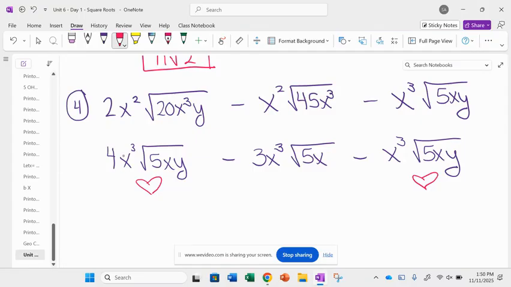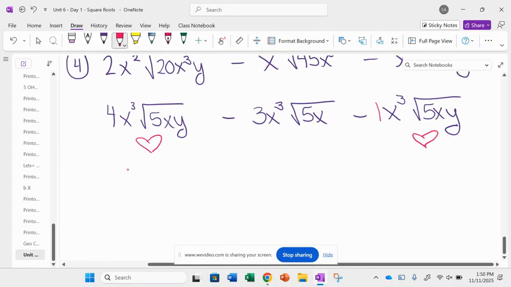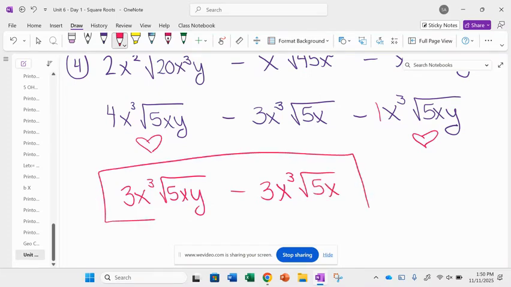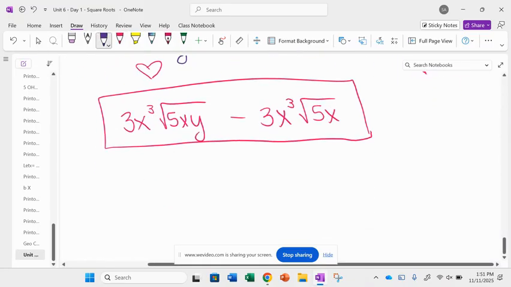So we have 4x to the third minus 1x to the third, which gives us 3x to the third root 5xy, and just minus 3x to the third root 5x. And I would leave it just like this. Nothing we can do there. Okay, try this one.